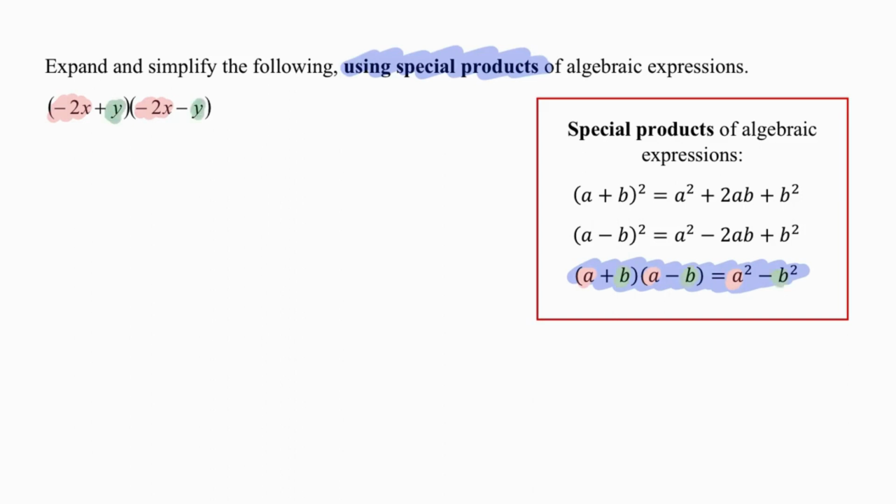So you would then see me writing this down. My a square will be negative 2x bracket square, minus my y, which is my b square. So negative 2x square is negative 2 times negative 2, 4, x times x is x square, y square is y times y, y square.